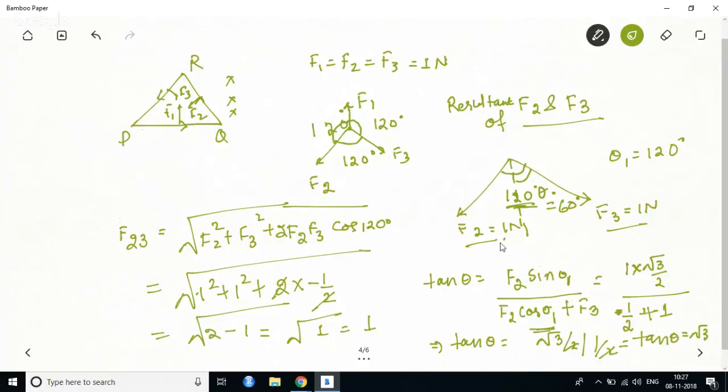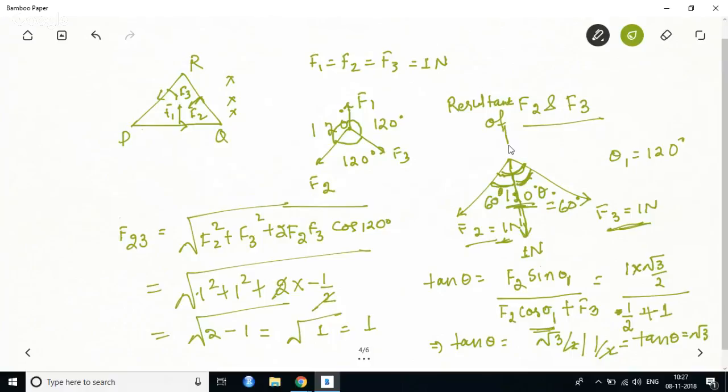You should know that if two vectors are of equal magnitude, the resultant vector would be directly in between them. So if the complete angle is 120 degrees, the resultant vector would be the angular bisector. Hence from both sides it will make a 60-degree angle. So what is the magnitude of the resultant? 1 Newton, and it is making 60 degrees from both sides.